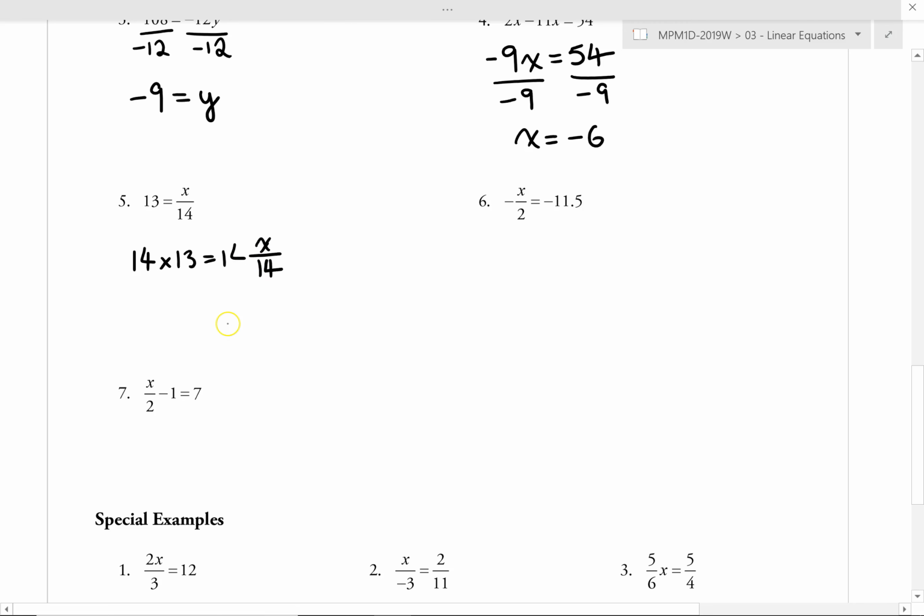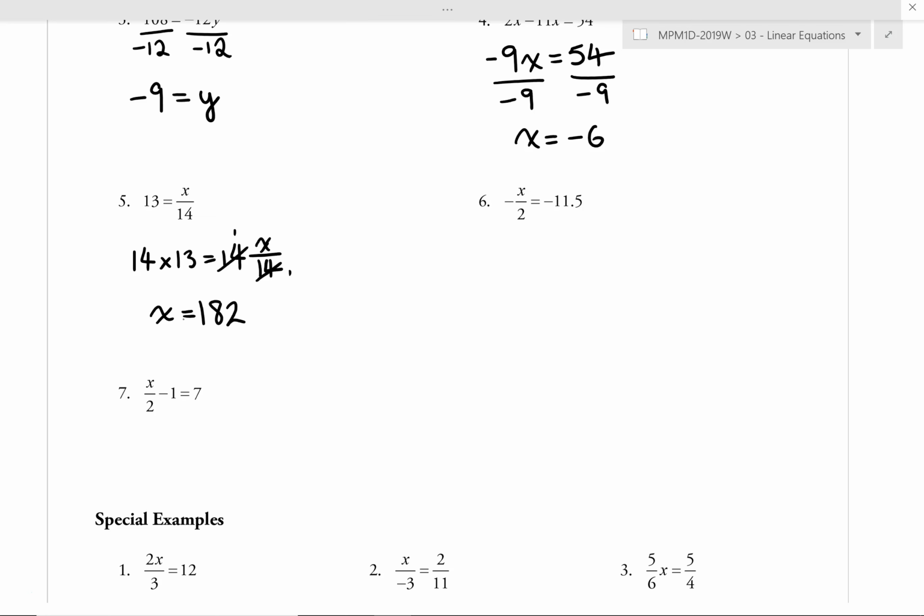We can therefore cross-cancel these 14s, and each would become a 1. And we're left with just x. And then we need 14 times 13, which is 182. So we get x equals 182. And in fact, in this step, if you want to, you can just reverse the sides and write it just like that. Number 6, negative x over 2 equals negative 11.5.